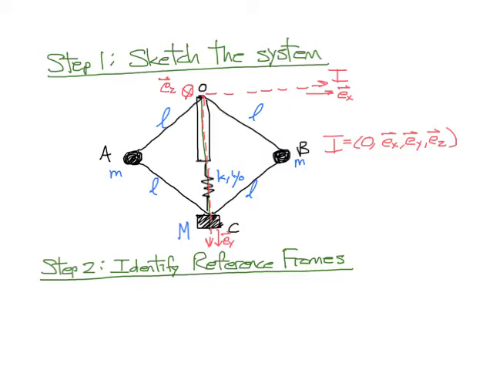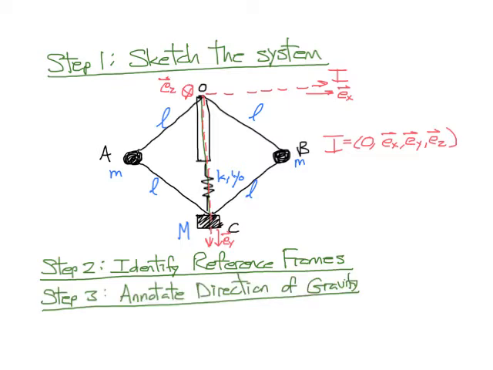In step 3, we annotate the direction of gravity, and in this problem, gravity is in the direction of EY. So make an arrow and put a G by it, so that's a reminder to always consider that gravity is acting on those masses in that direction.